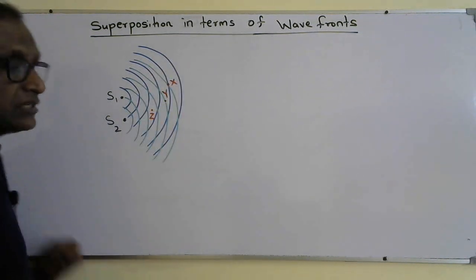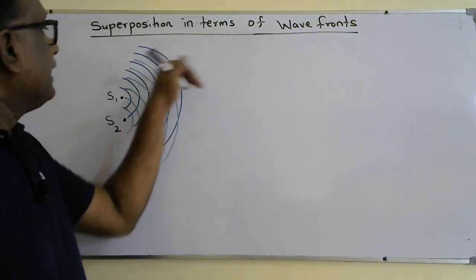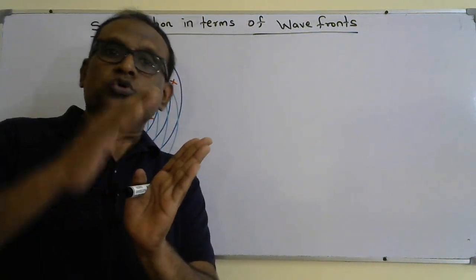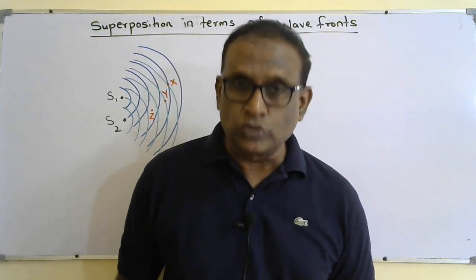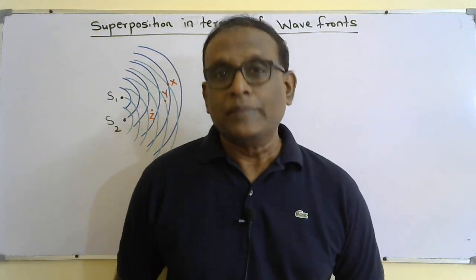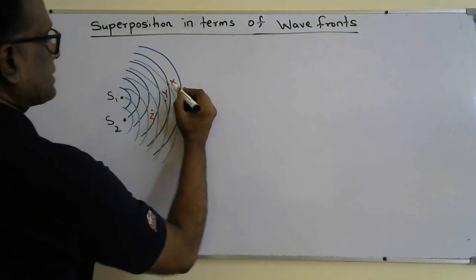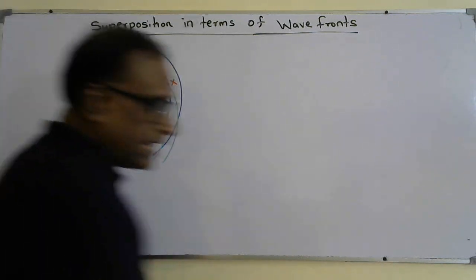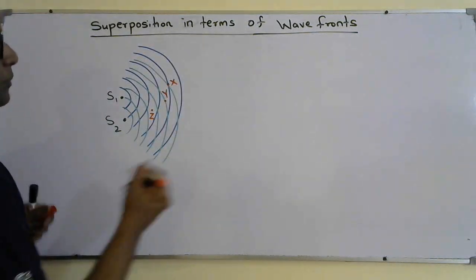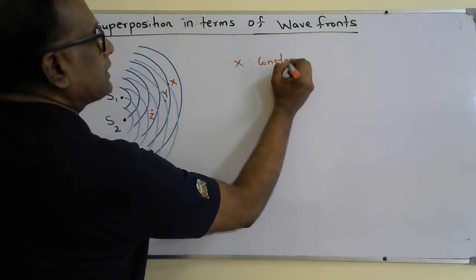Each wavefront drawn indicates a crest, so between two crests there will be a trough. We know that crest and crest overlapping gives constructive superposition, and crest and trough gives destructive superposition. At point X, two crests are overlapping, so at X constructive superposition will occur.